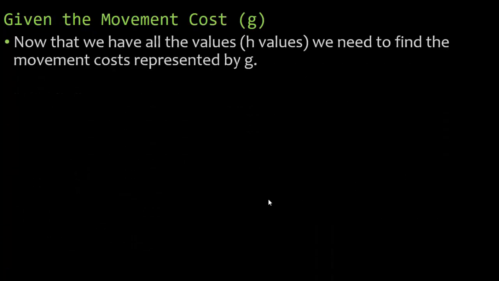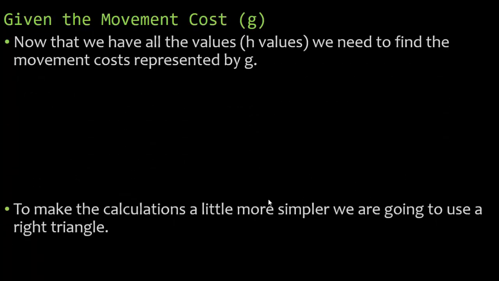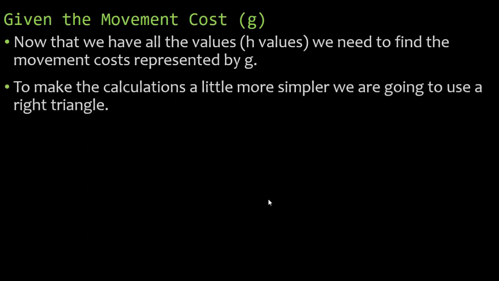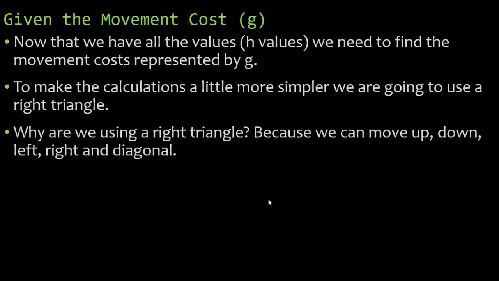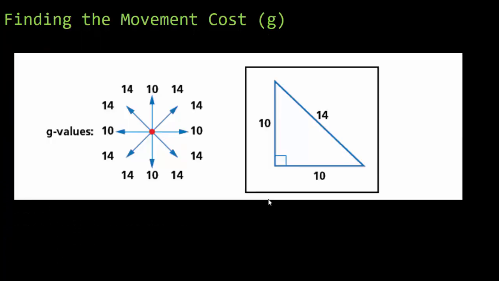So now that we have all the H values, we need to find the movement cost represented by G. Now to make the calculation a little simpler, we're going to use a right triangle, and you may be saying, why in the world are we using a right triangle? Where in the world did that come from? Because we can move up, down, left, right, and diagonal. So let's take a look at these values and understand what I'm talking about.